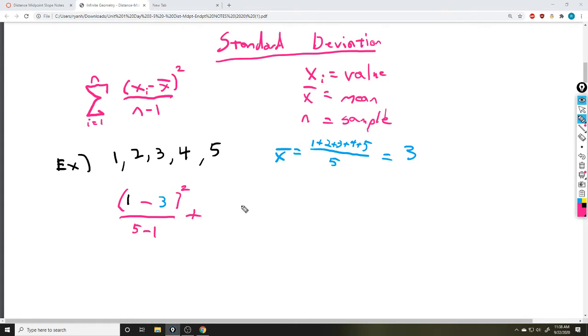Plus, and then we're going to do the same thing for 2. Over 5 minus 1. So we're going to take the value that we're looking at, which is the next number in the list, that's 2, minus the mean, which is 3, all squared, over 5 minus 1, plus, we're going to do the same thing for 3.